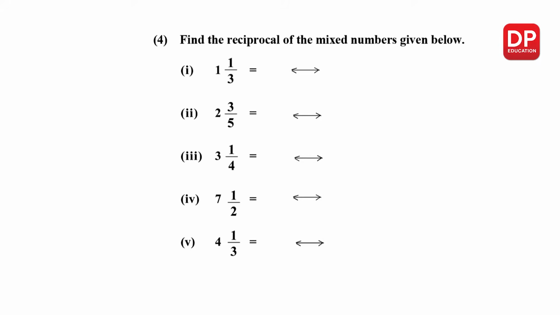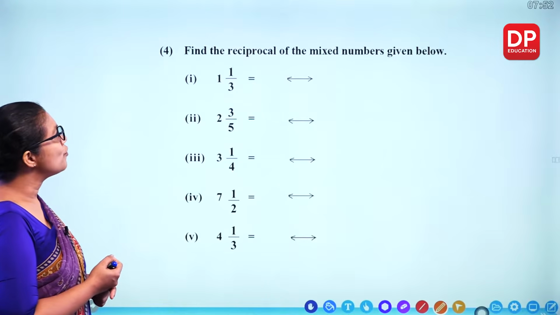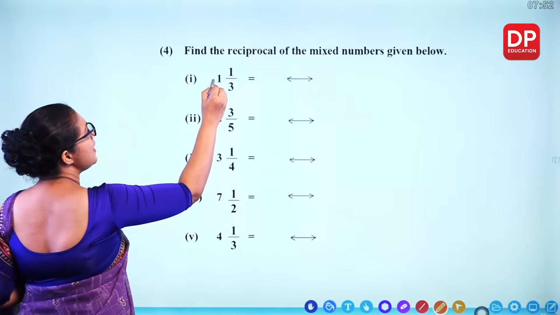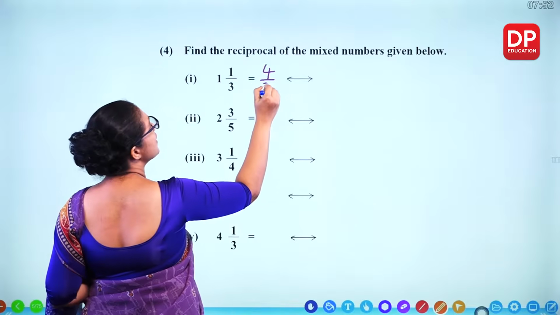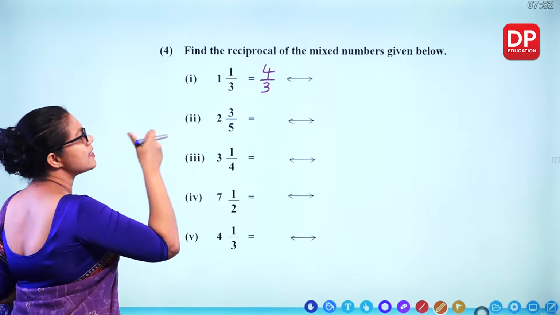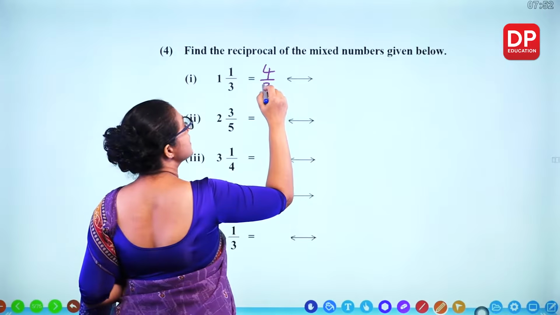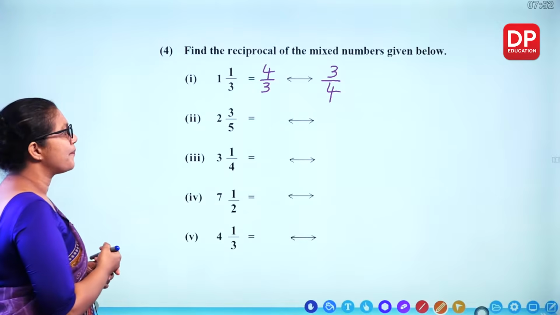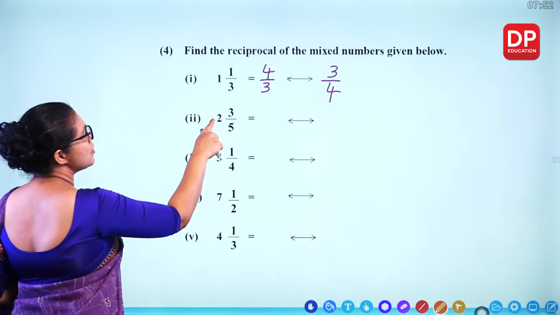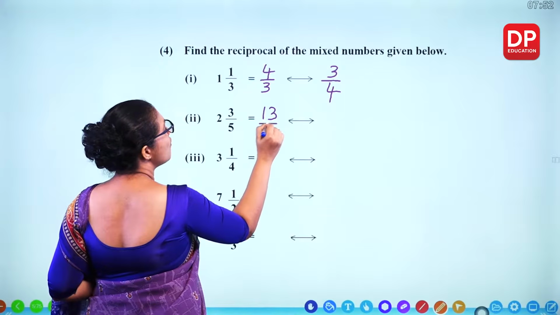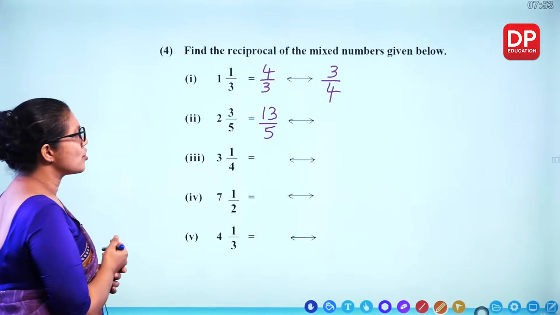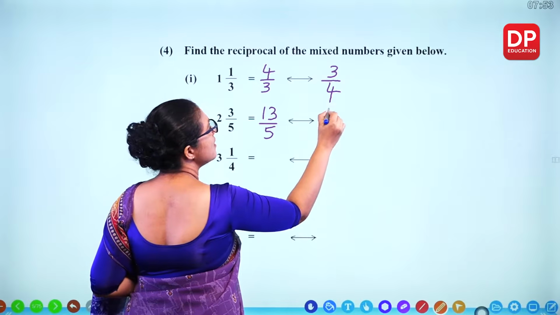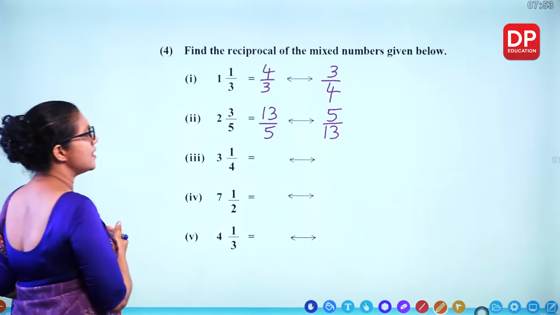Find the reciprocal of mixed numbers. So what do we do first? Convert to improper fractions. 3 times 1, 3. 3 plus 1, 4 over 3. Then you can interchange the numerator and denominator. 3 goes to the numerator and 4 goes to the denominator. This one, 5 times 2, 10. 10 plus 3, 13. 13 over 5 is the improper fraction. Now take the reciprocal, 5 over 13.